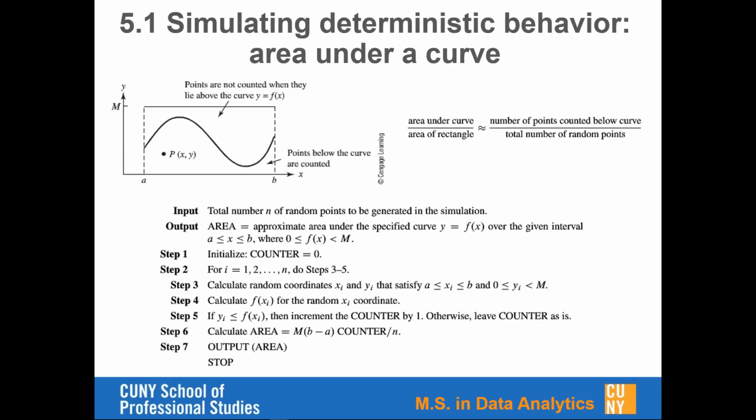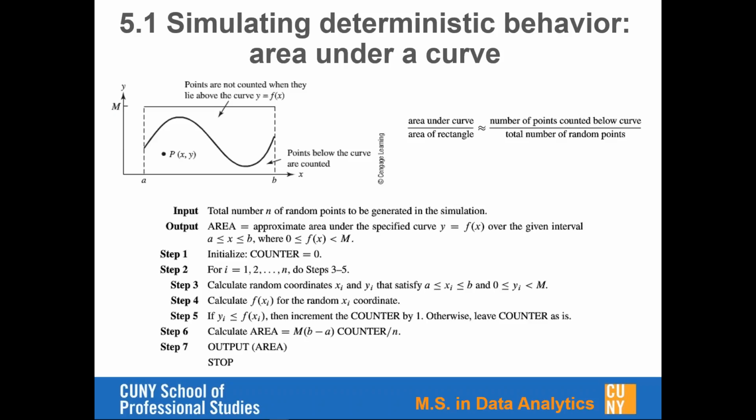Okay, so let's continue with this example. Assume that you have this function form, and what you're trying to do is find the area under the curve. One way that you can think about it is I just randomly throw points into that square box, and then what percentage of the points actually is underneath the curve, right?